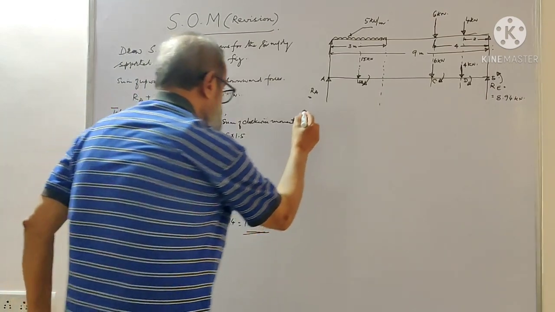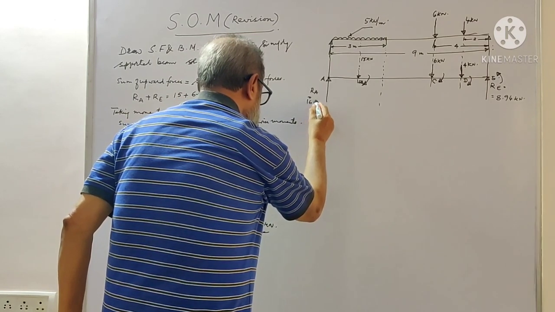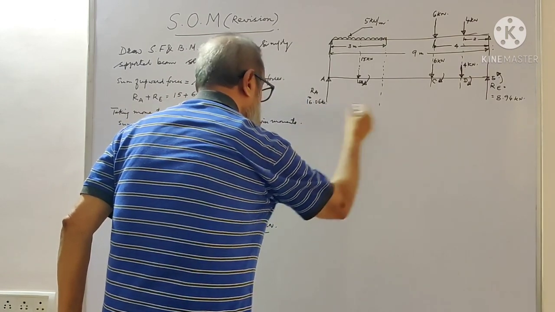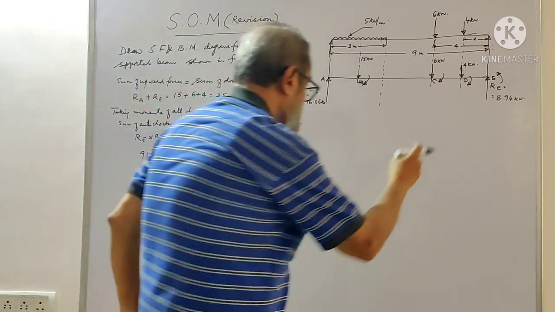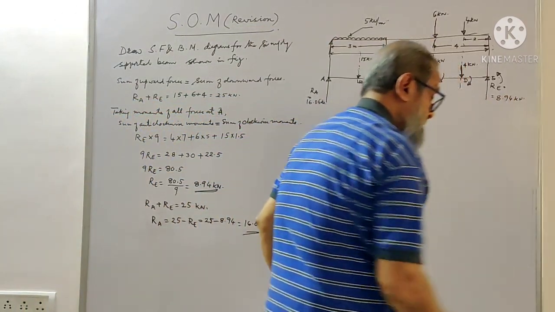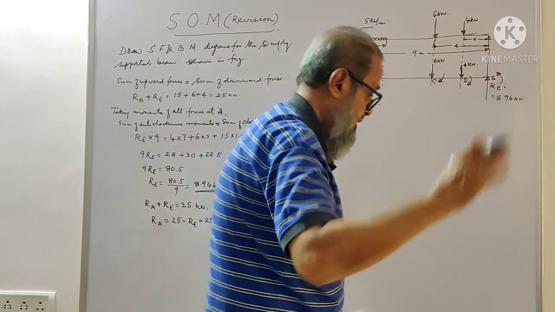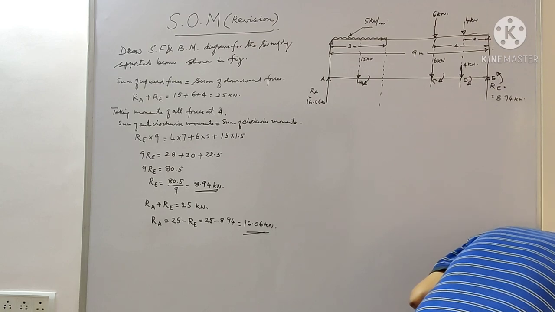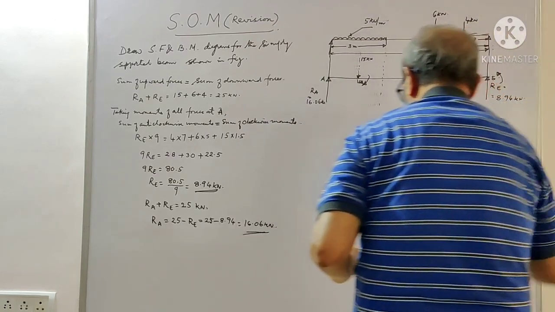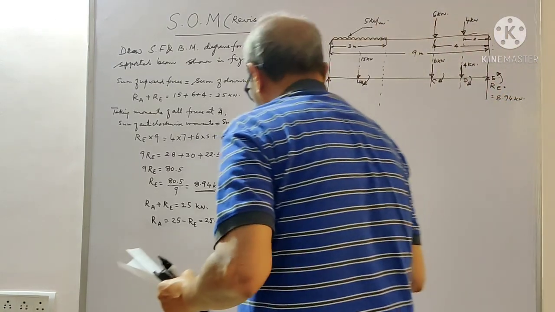This is Ra. Ra will be 16.06 kilonewton, and Re is 8.94 kilonewton approximately. This is not the exact value because it is coming 8.94444, it is never ending. So I have to limit it to 8.94. So these are the two reactions.